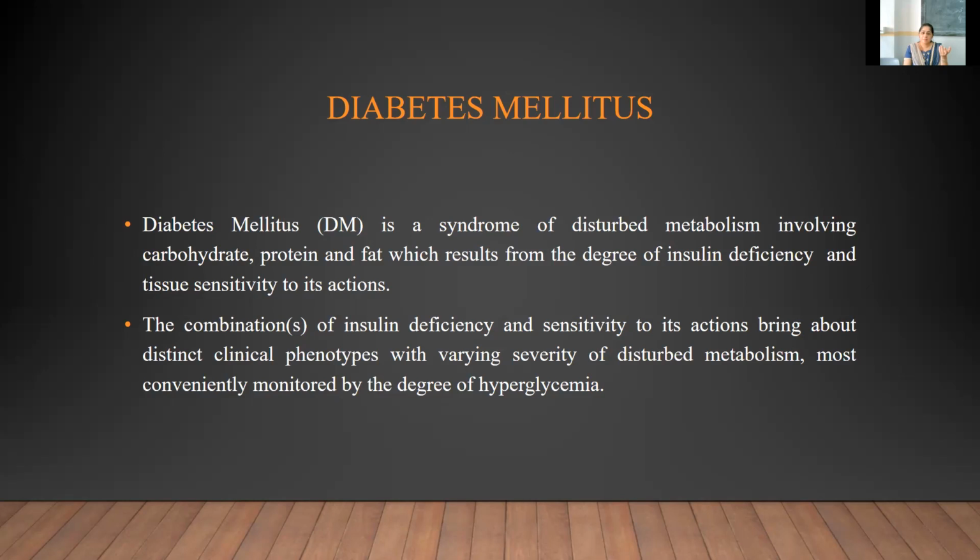If you have seen any of your own family relatives or friends, elderly people, you would have seen that it is not the same type in everybody. The severity of disturbed metabolism varies from patient to patient, and mostly we monitor it by checking the degree of hyperglycemia. Now you are understanding what is meant by degree of hyperglycemia. It is nothing but how much your blood sugar level is shooting up. Depending upon that, you can say whether the person is highly diabetic or not.